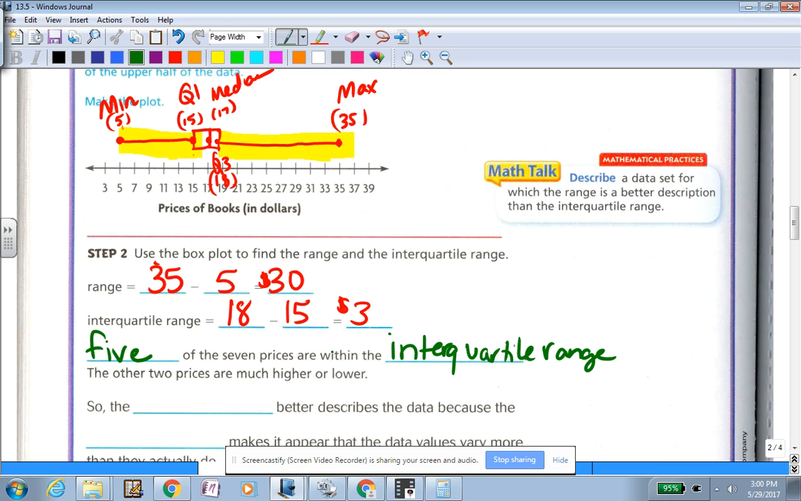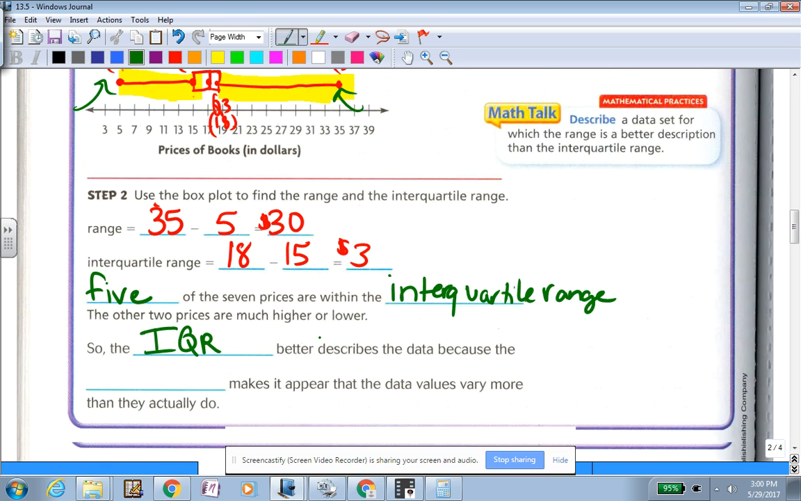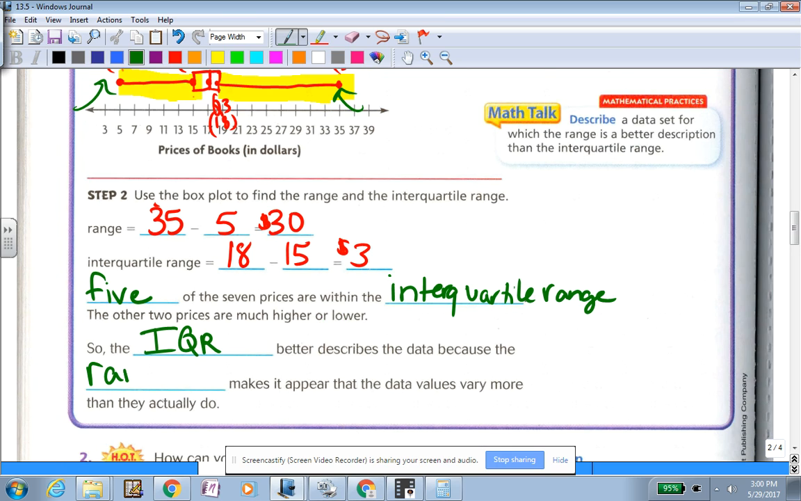The other 2 prices are much higher and much lower, and that's why we see this max and min. So I think it would be safe to say the interquartile range would definitely describe that data better than the range would, because the range is a pretty broad 30. But really, 5 of those 7 data values are within the IQR. Now, one of the things I want you to think about is describing a data set for which the range is a better description than the interquartile range. You're going to want to talk to a partner about that in a moment before we get started.